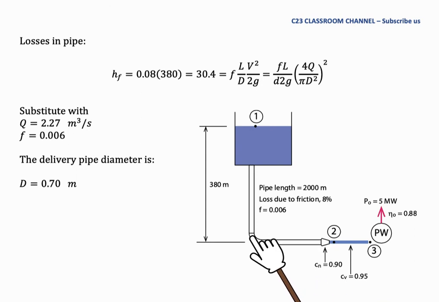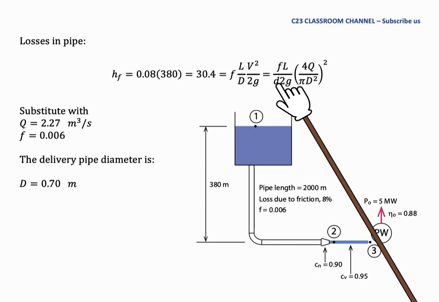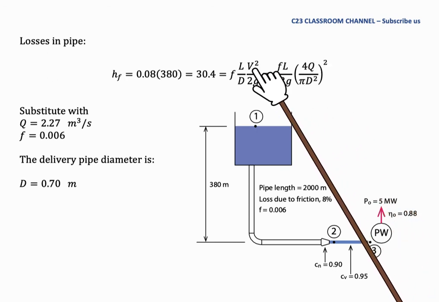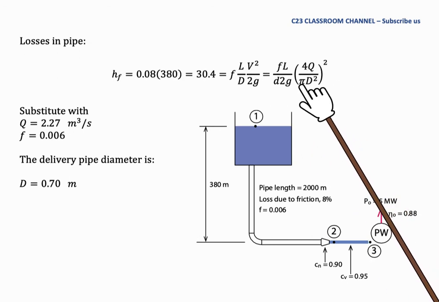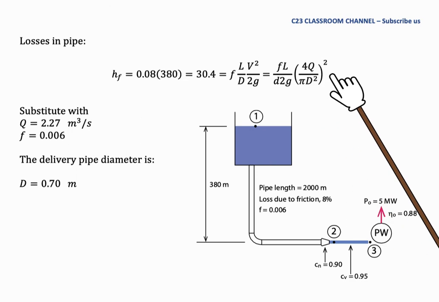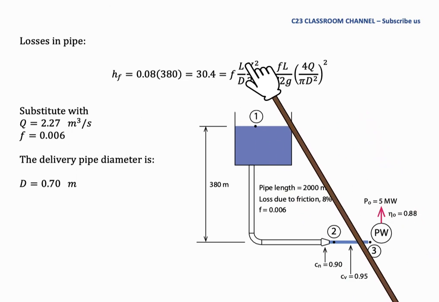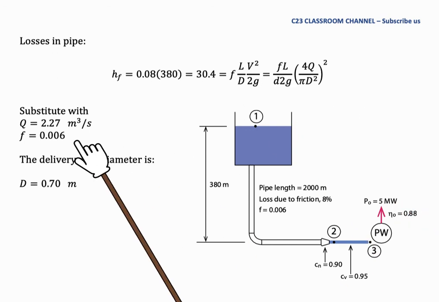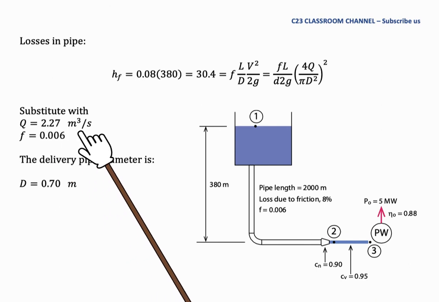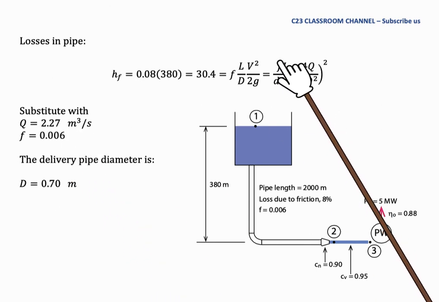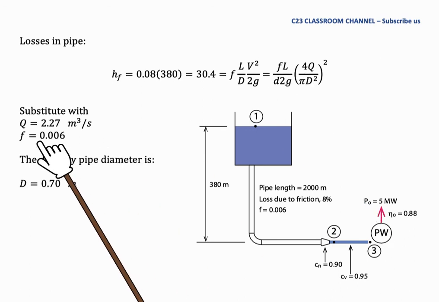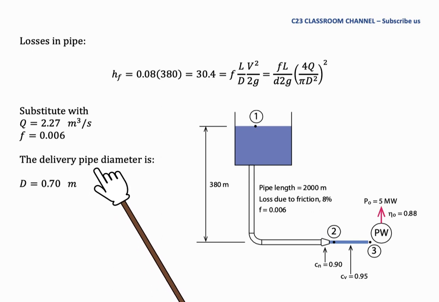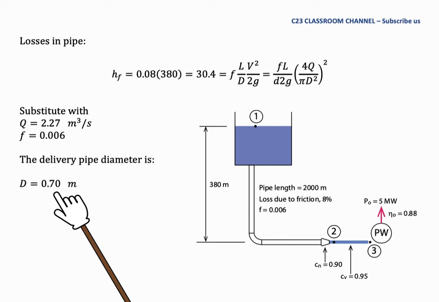Because we don't know the velocity inside this pipe, we substitute the value of V with the terms of flow rate. We substitute V with 4Q over pi d squared, and we need to square it again because the velocity is to the power of 2. So we substitute the flow rate of 2.27 cubic meters per second and the Darcy friction coefficient f, which is 0.006, and we get the delivery pipe diameter equal to 0.7 meters.